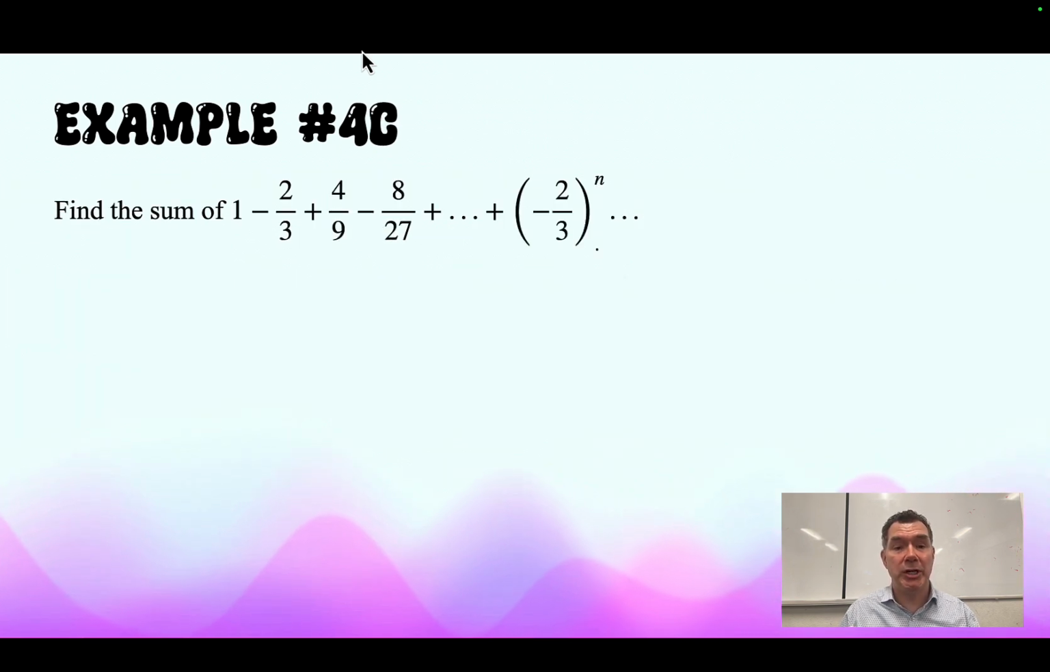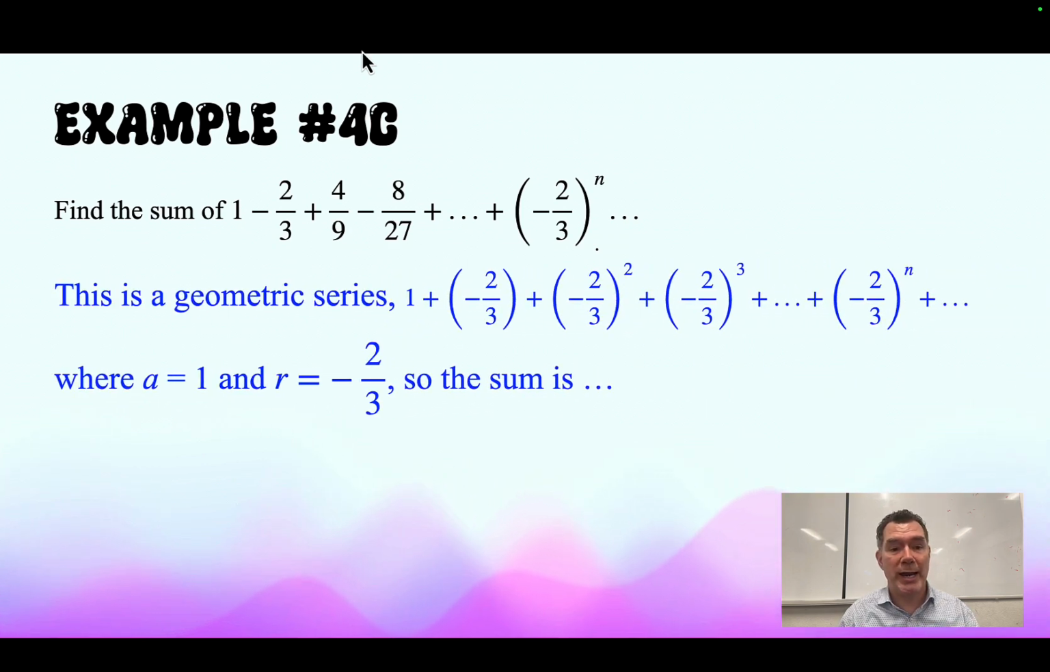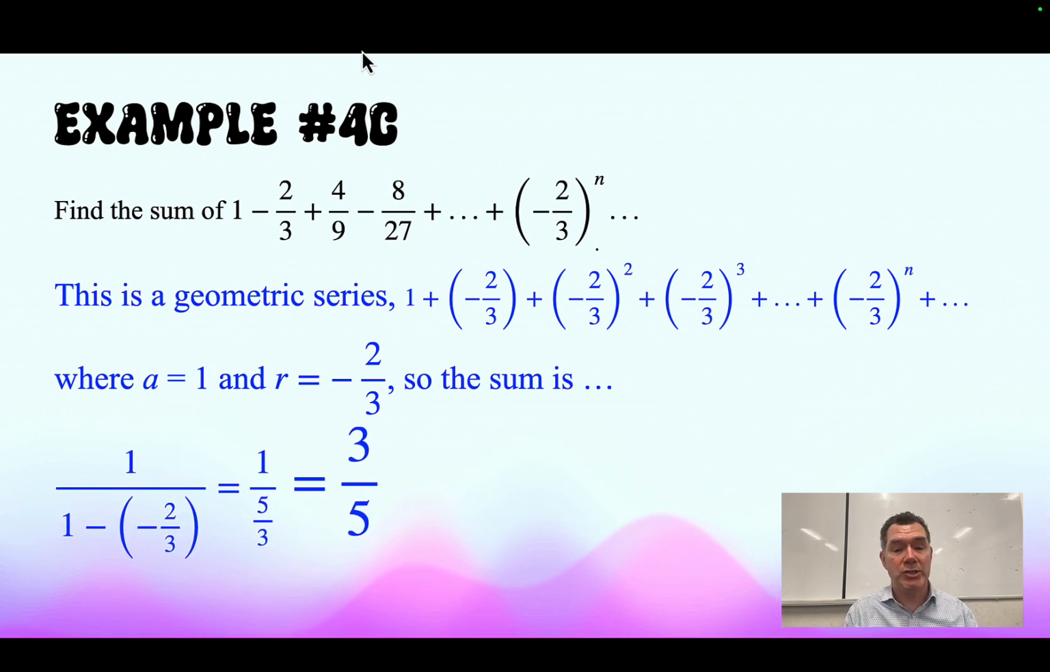All right, last one here. This is a little bit easier. I recognize this as just being a geometric series where a is 1 and r is negative 2/3. So I use my formula a over 1 minus r, plug in 1 for a, plug in negative 2/3 for r, and I'm going to get that the sum simplifies down to 3/5.